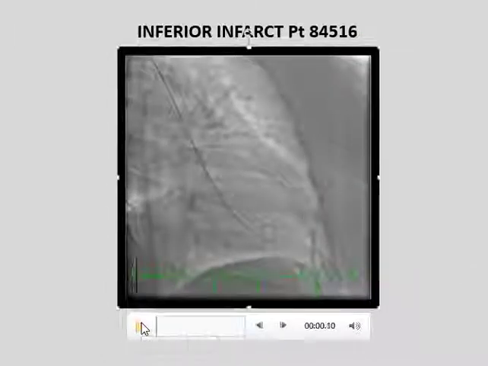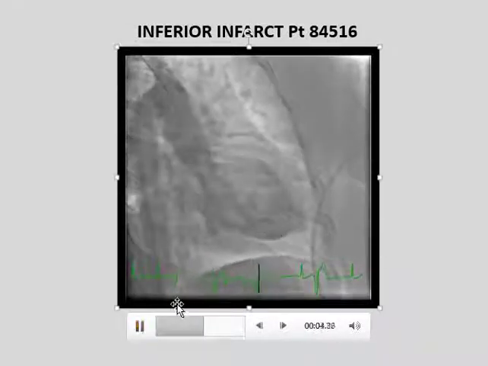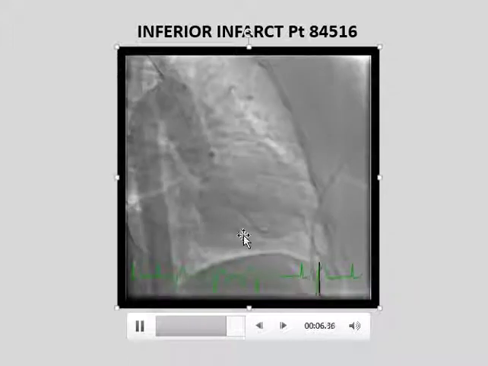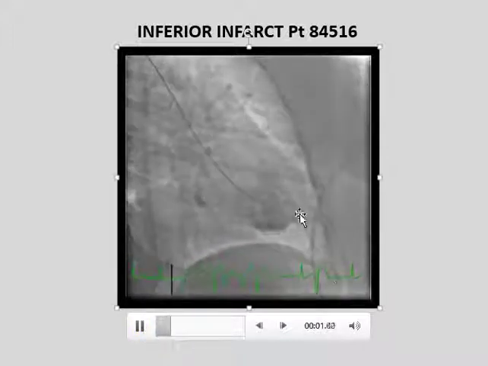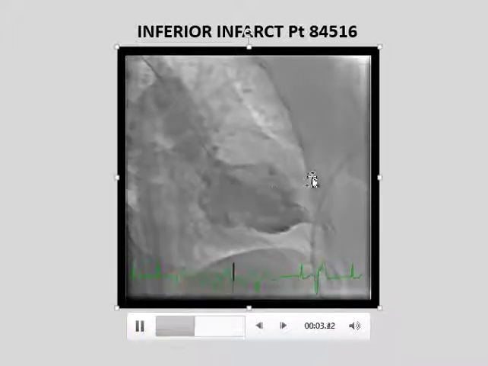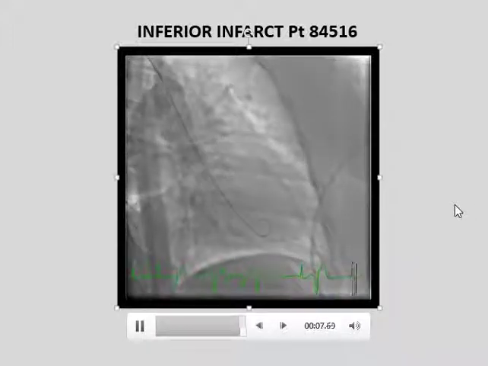Another inferior infarct. Notice how sluggish the heart is. Again, that lump of dead tissue in the inferior region of the wall. And the rest of the myocardium is doing its best to try to contract and encourage cardiac output.